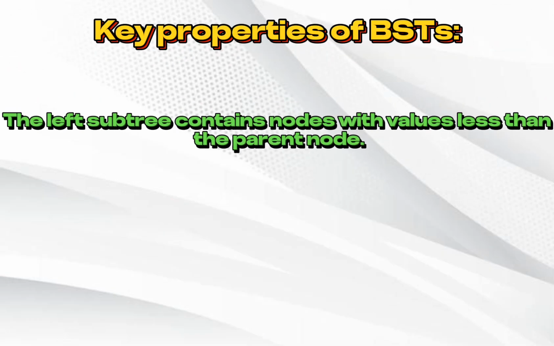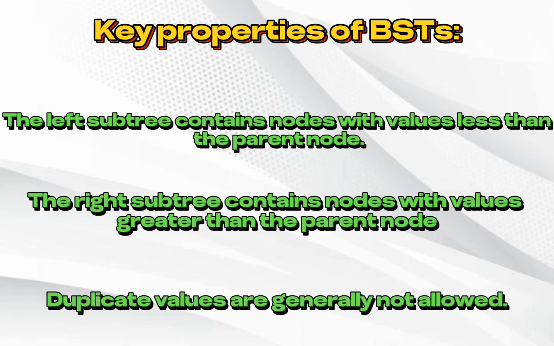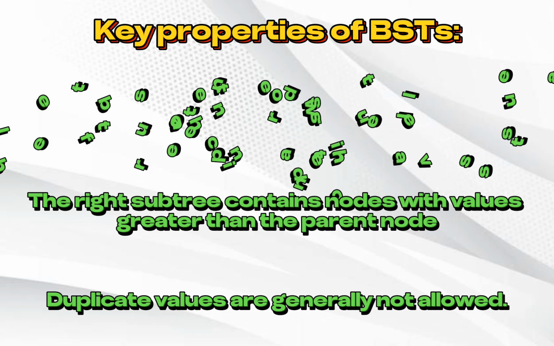Key properties of BSTs. The left subtree contains nodes with values less than the parent node. The right subtree contains nodes with values greater than the parent node. Duplicate values are generally not allowed.